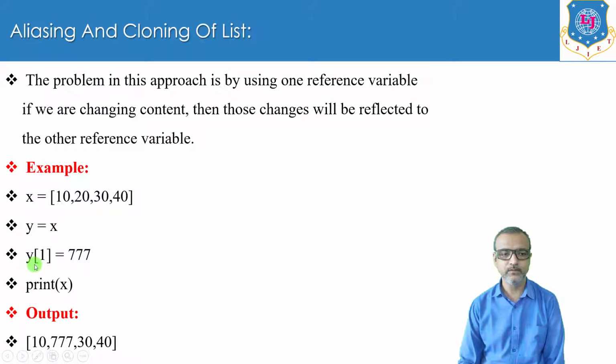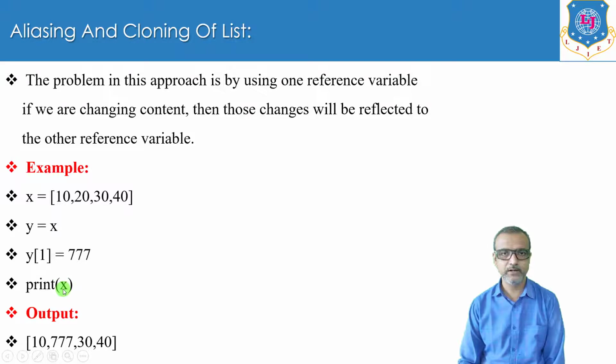It means we are applying the concept of aliasing, that is Y equals X. Now here we are updating the element of list Y. In the list Y, we are changing the element present at index 1. So we have Y[1] equals 777. So the element present in the list Y will be changed by the element 777.